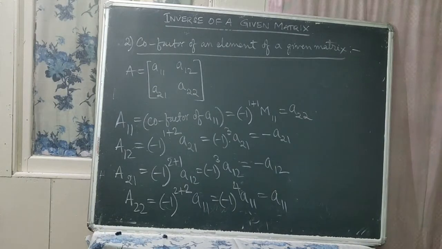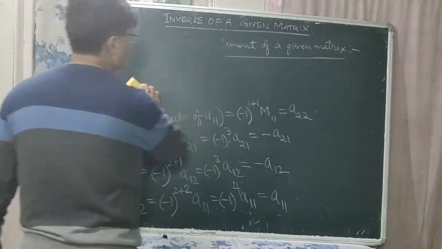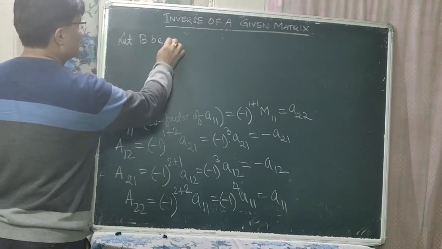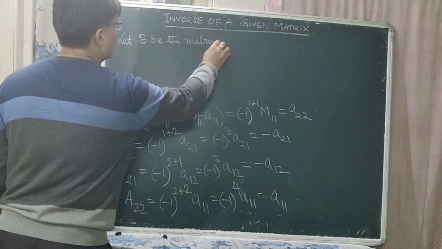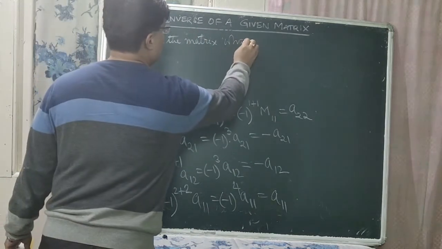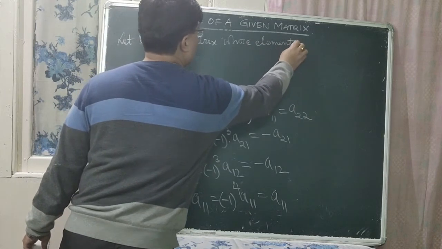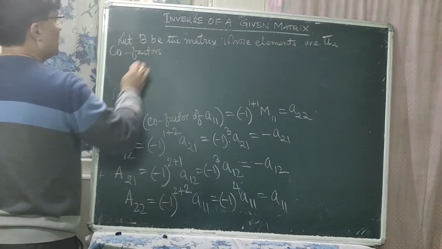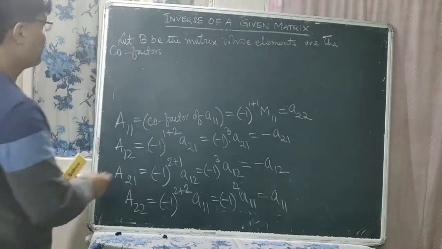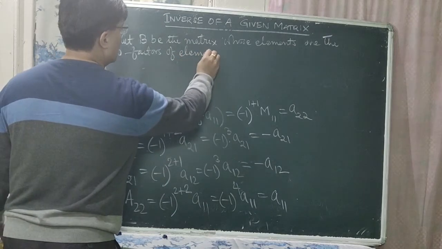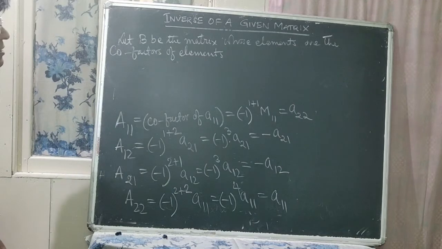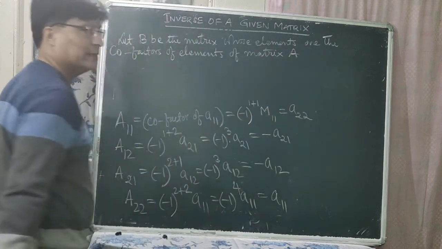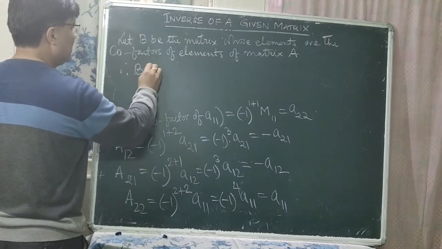So now let capital B be the matrix whose elements are the cofactors of the elements of matrix A. Right? So therefore, what is capital B equal to?